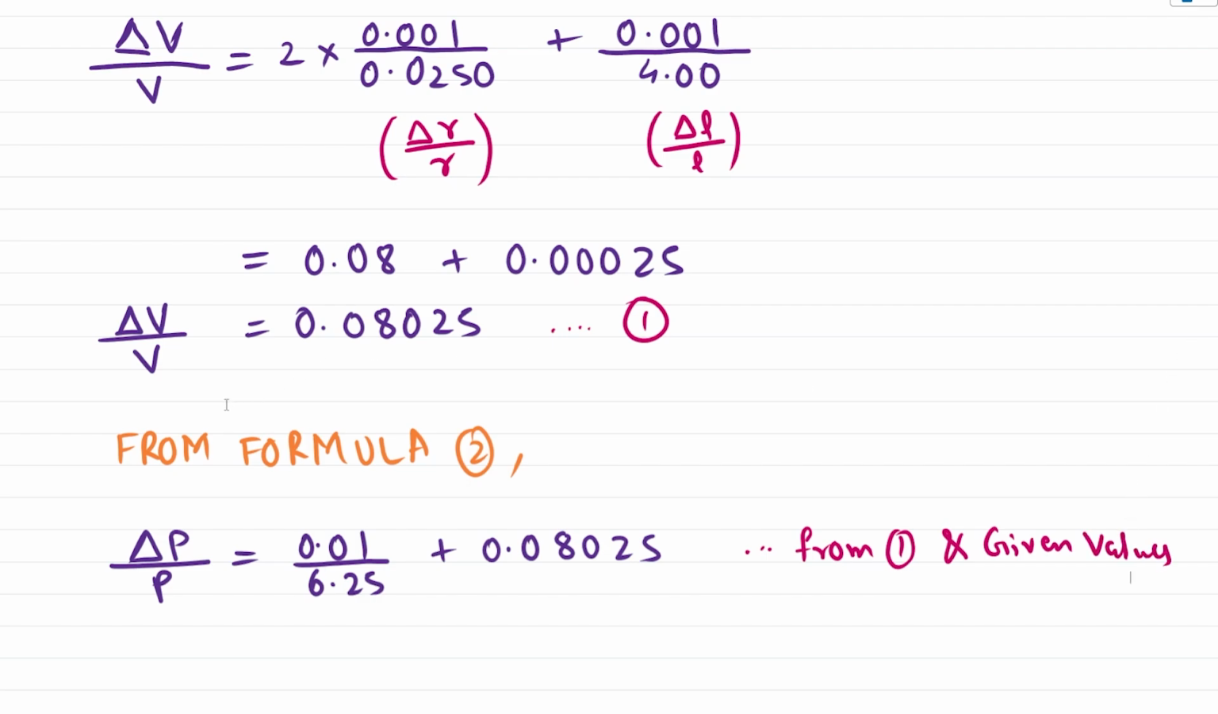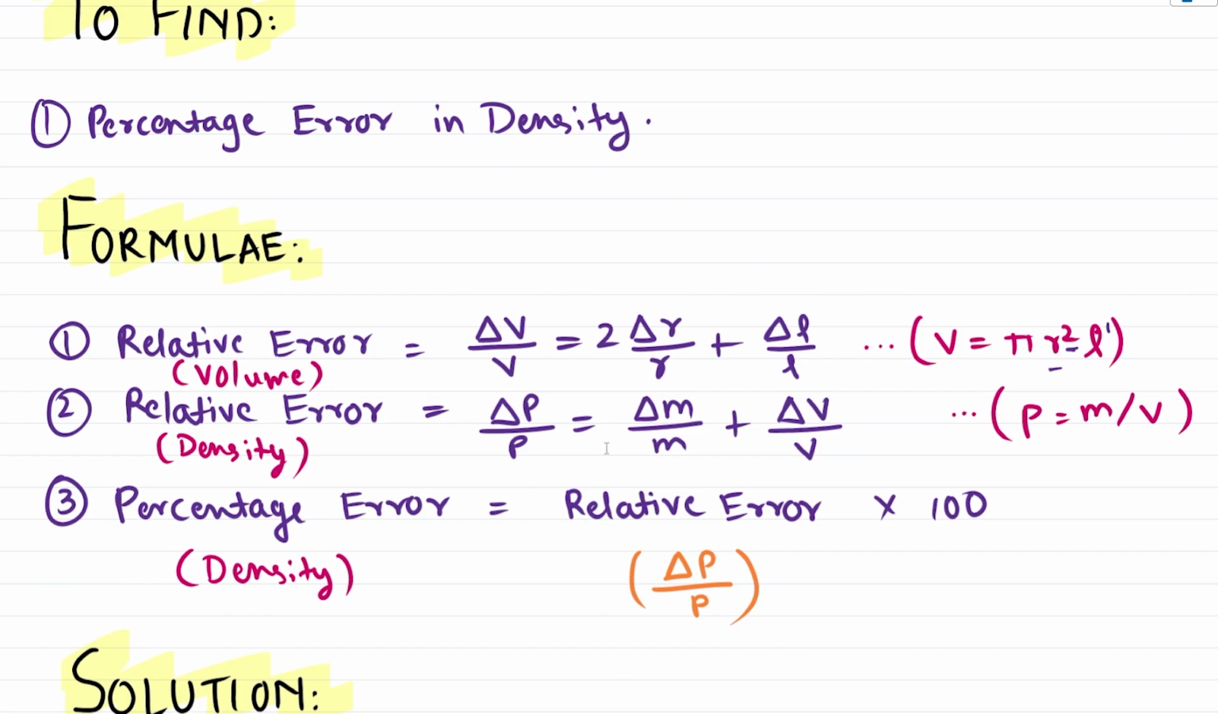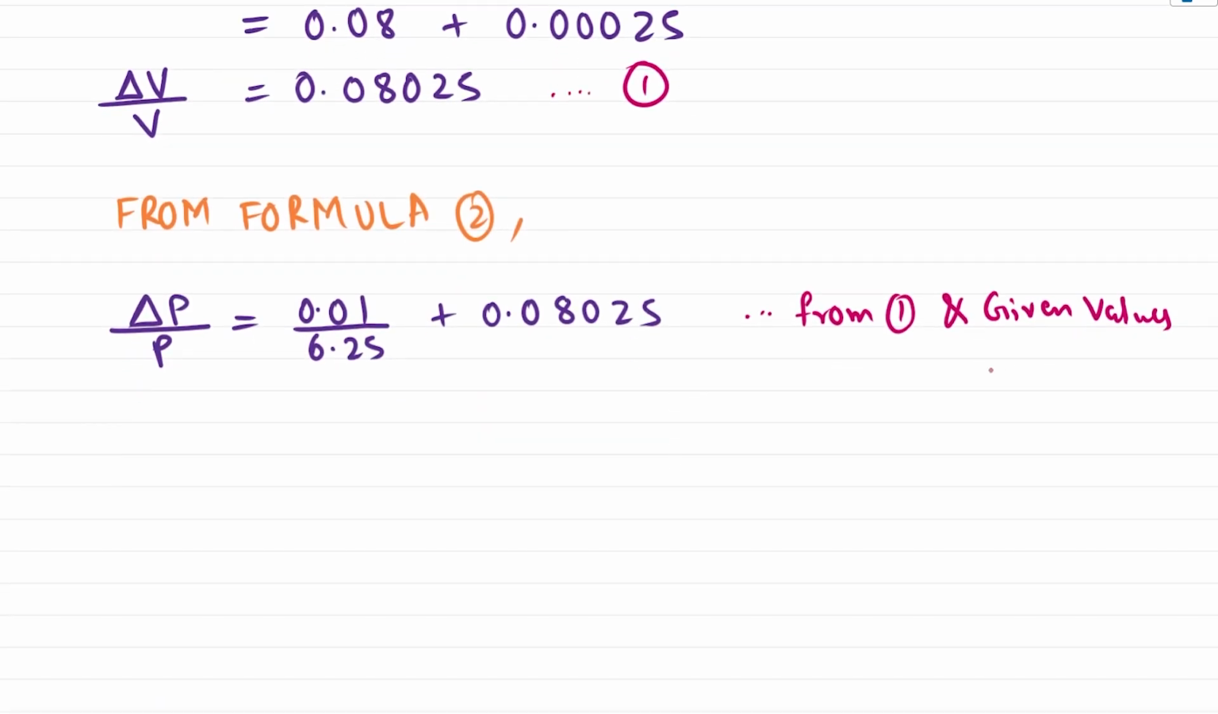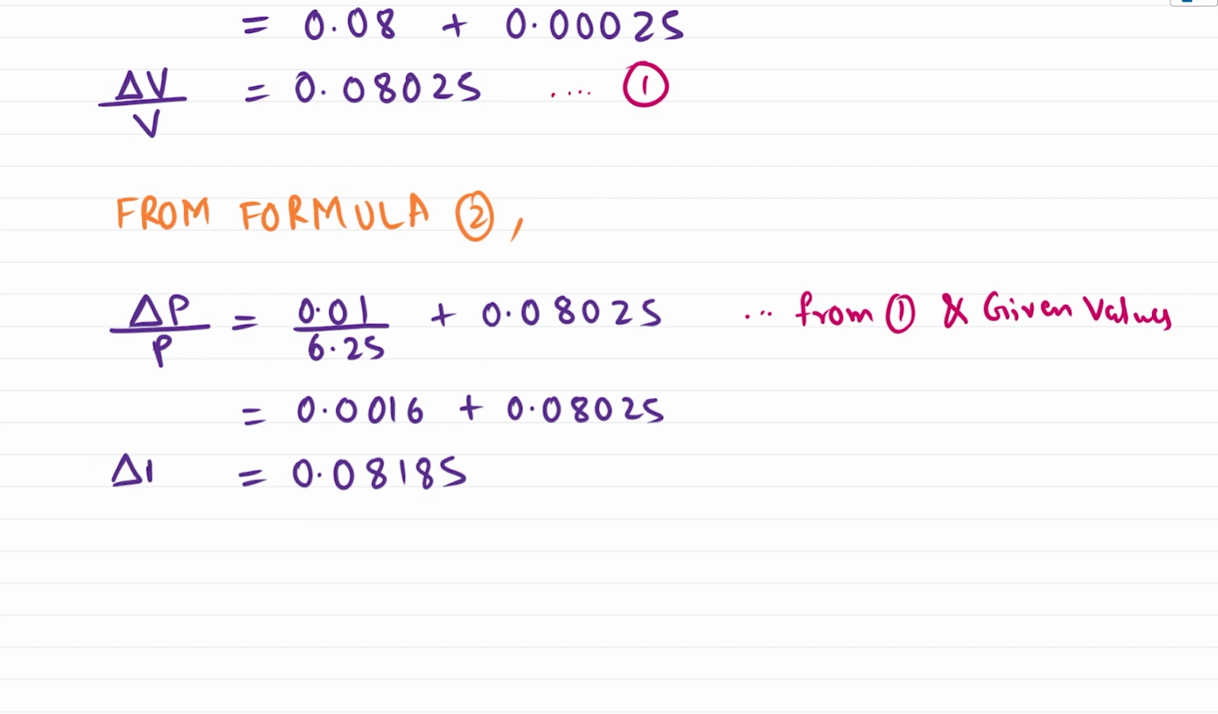Okay, so we have simply substituted the values in the formulas for relative error. If we were to solve this further, our first term simplifies as 0.0016 plus 0.08025, and if we were to add this together, we would get the resultant answer as 0.08185, which is the value of relative error in our density. And let me mark this as equation number 2.